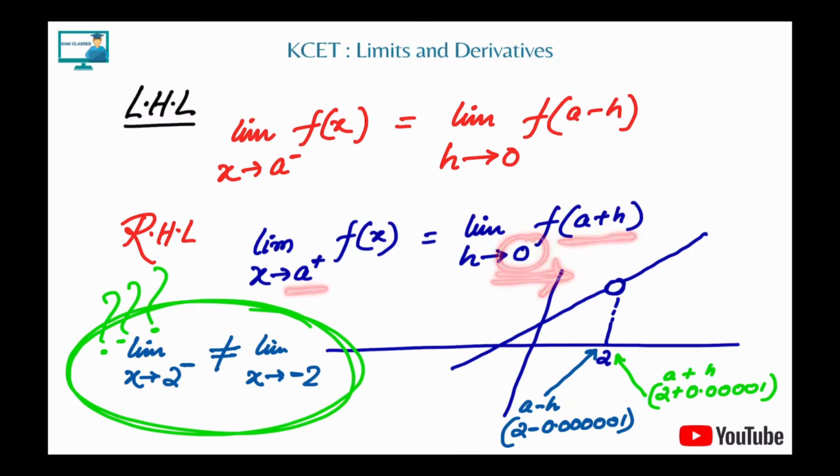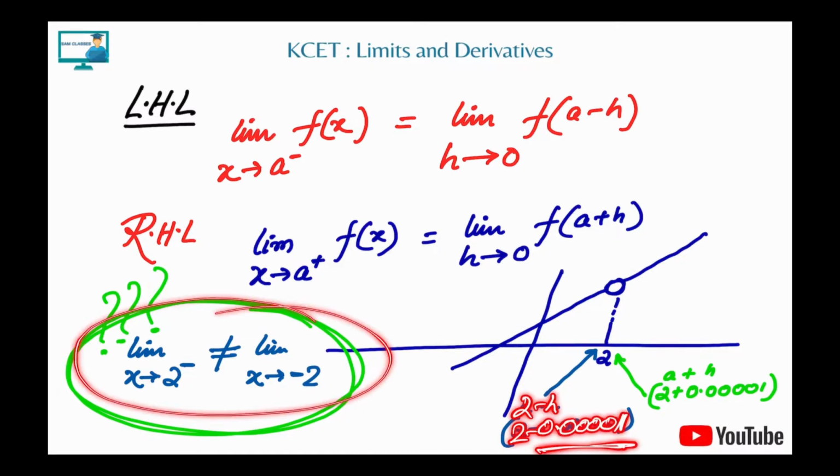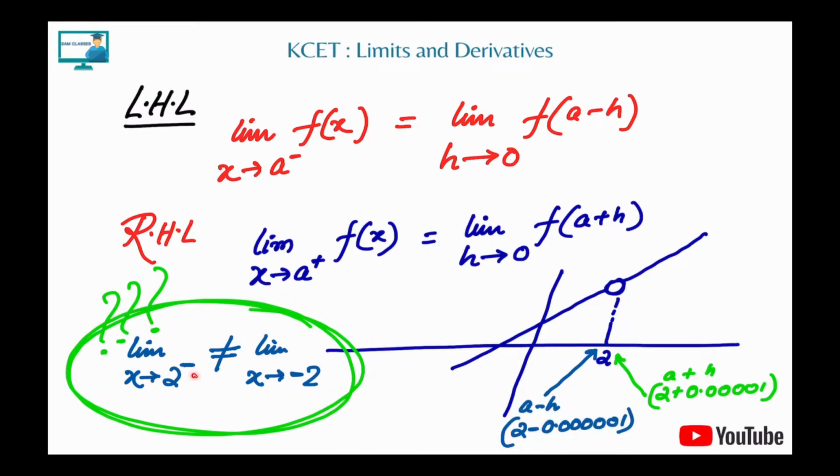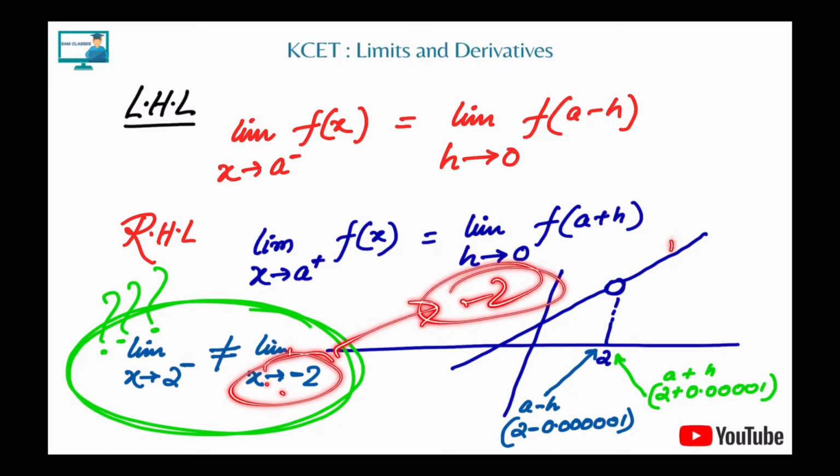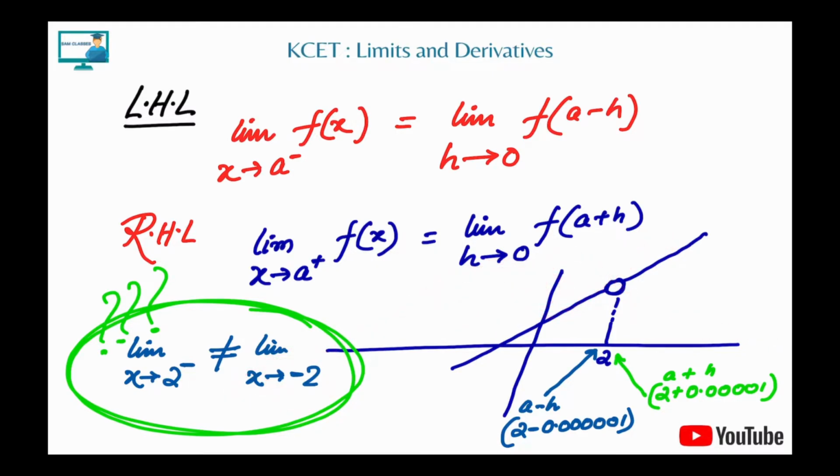So when we say limit x tends to 2 plus, 2 plus means a value which is just bigger than 2. When we say 2 minus, it is a value which is just smaller than 2. Again I have informed you, limit x tends to 2 minus is not equal to limit x tends to minus 2. A lot of students put minus 2 and do the question completely wrong.